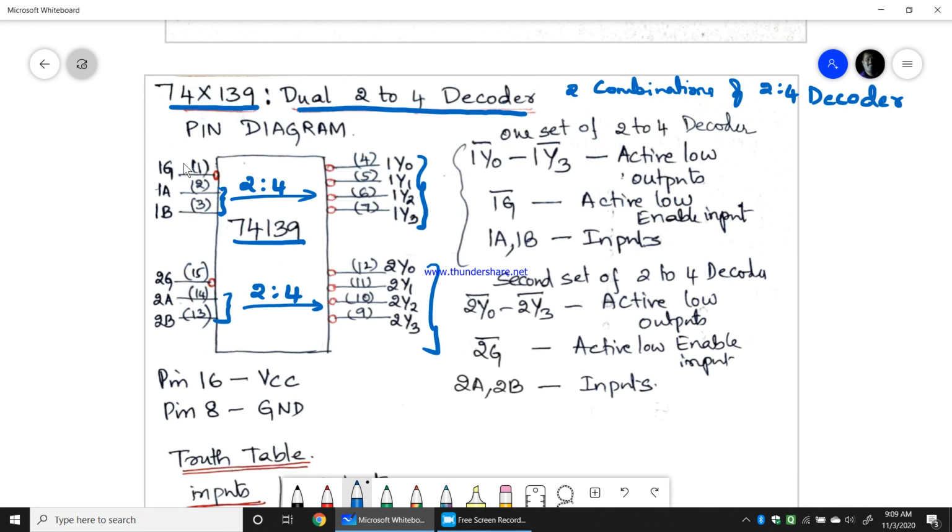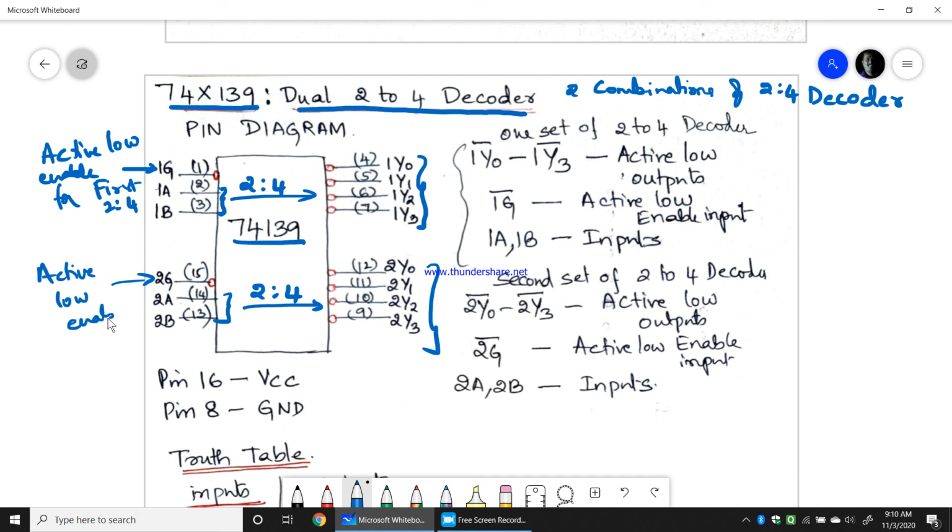So here 1, 2, 3 are 1G, 1A, 1B. 13, 14, 15 are 2B, 2A, 2G. Where this 1G is the active low enable for this first 2:4. So 1G relates to this 2:4. 2G is again active low.